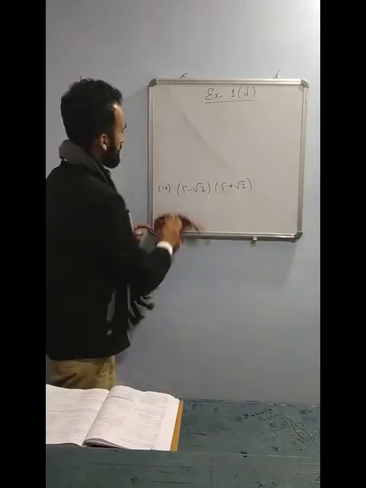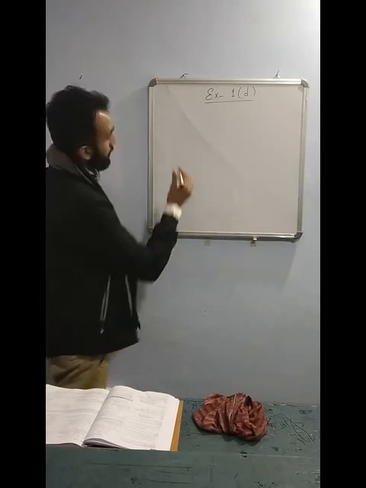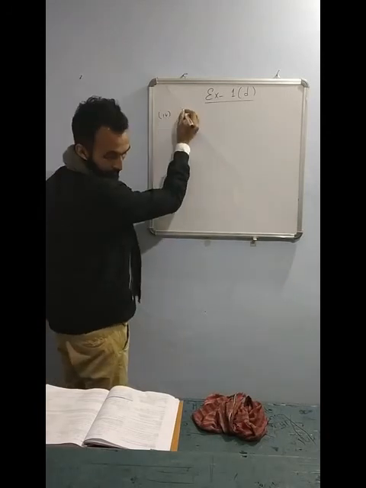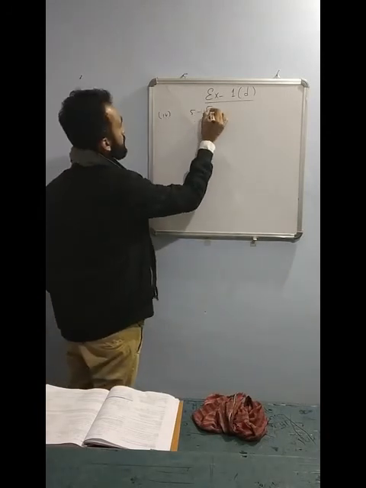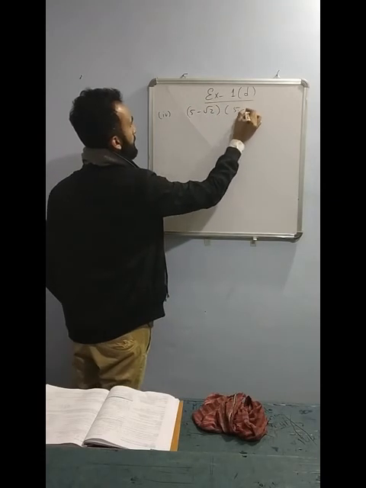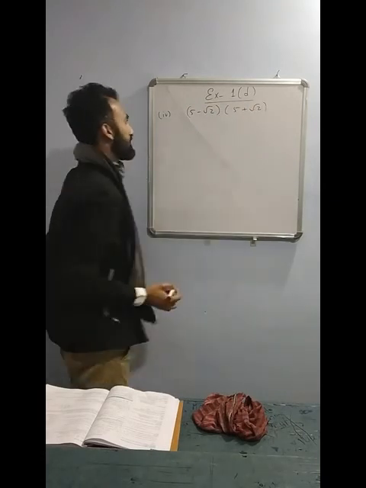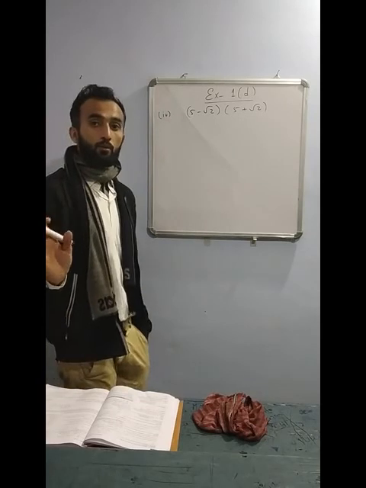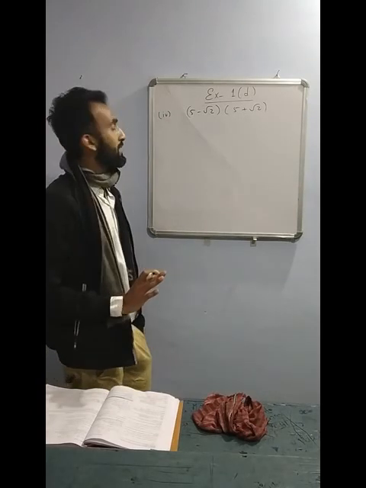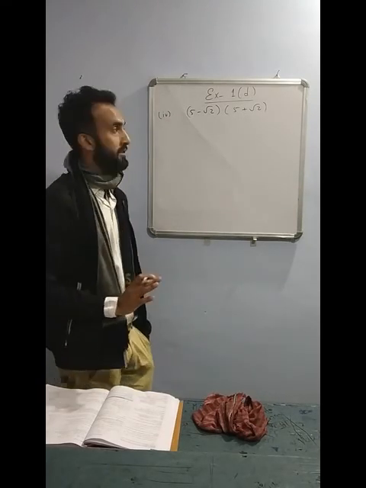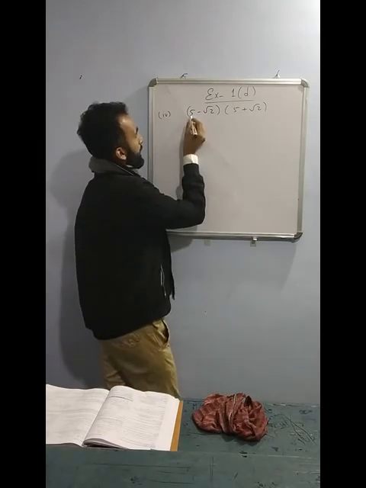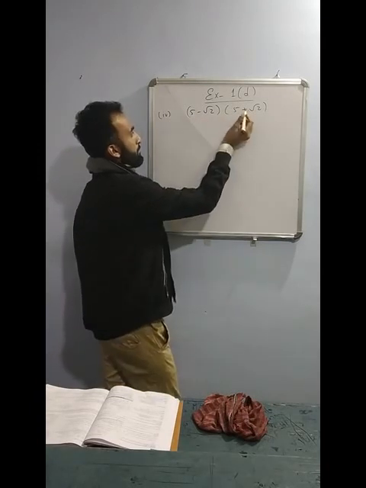So let me see. I'll write down here. Sub number 4: 5 minus root 2 and then 5 plus root 2. I have to check whether it's rational. Things are not clear here. We have to find out the product and then decide whether it is rational or irrational. Just check: 5 minus root 2, 5 plus root 2.